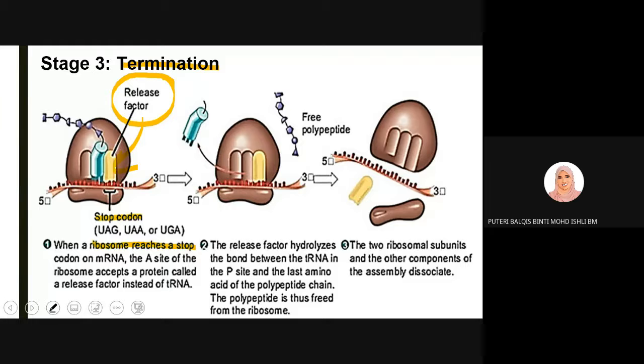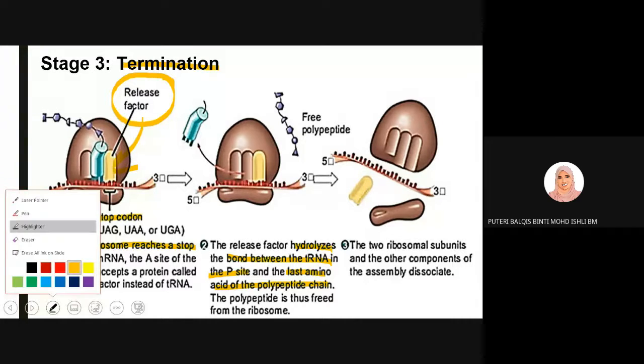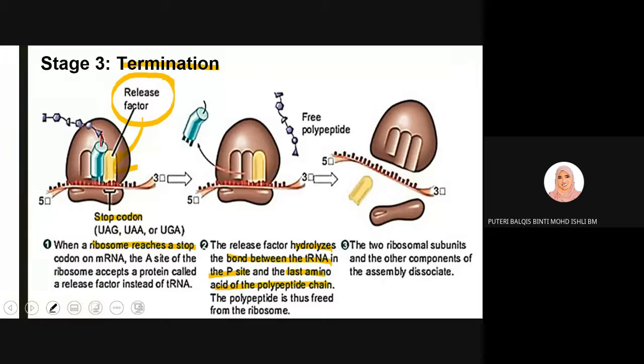Okay, once the ribosome reaches the stop codon, the release factor will enter the A site. Okay, and the release factor ni function dia buat apa? This release factor will hydrolyze the bond between the tRNA in the P site and the last amino acid of the polypeptide chain. Meaning that this release factor will hydrolyze bond yang ini. Ni, bond yang kalam merah, nampak kan merah. Okay, it will hydrolyze the bond between the last amino acid and the tRNA in the P site.